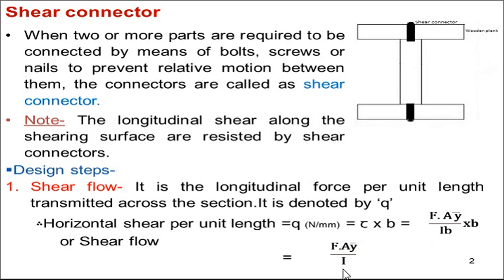It is a longitudinal force per unit length. The unit of this shear flow is Newton per mm or kilonewton per mm. So it is q, the shear flow. You need to remember this shear flow: it is the horizontal shear per unit length, F A y bar divided by I. Remember this particular expression, because in the problems also we have to use this shear flow equation.